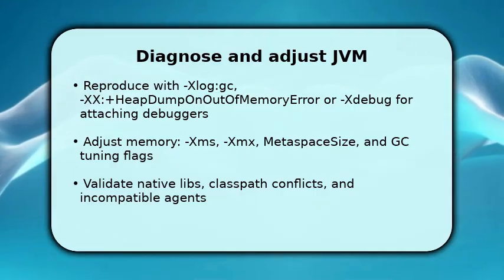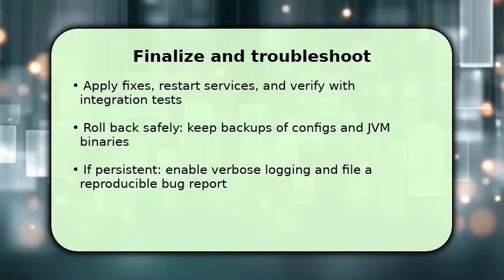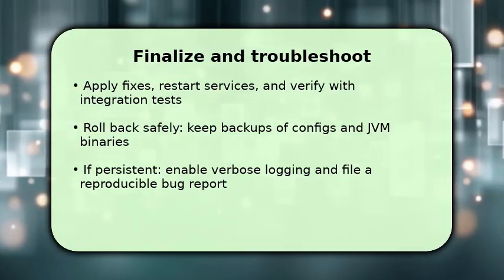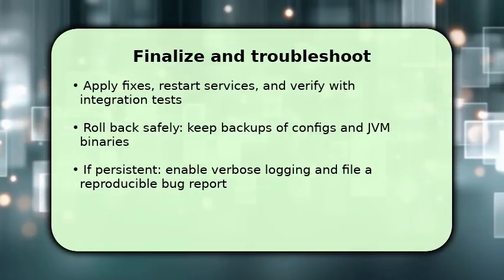Also inspect native libraries and agents for ABI mismatches, and simplify the classpath to rule out duplicate classes or version conflicts. You finish by applying final fixes and verifying stability. Update the JVM or configuration, restart services, and run integration tests to confirm the problem is resolved.